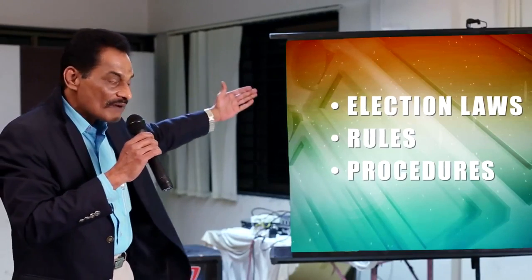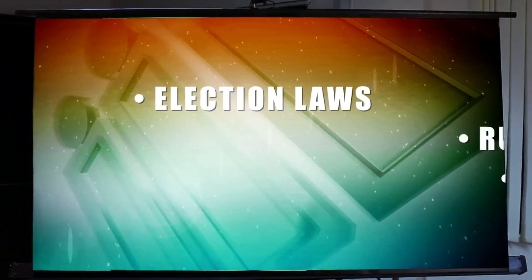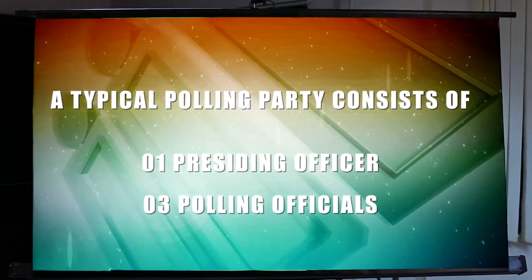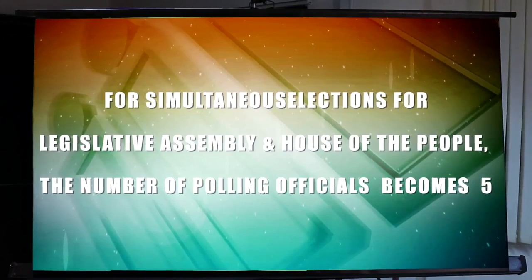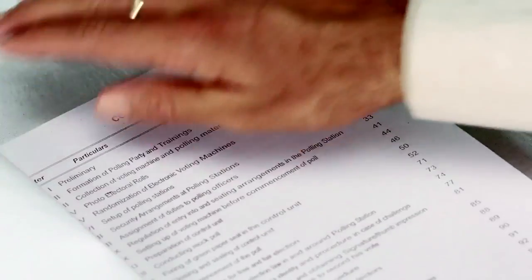To start with, Ravi needs to acquaint himself with the training schedule, election laws, rules and procedures, as well as his right to vote while on election duty. He needs to attend all 3 or more scheduled training sessions to understand his role. He now knows that a typical polling party consists of 1 presiding officer and 3 polling officials. For simultaneous elections for Legislative Assembly and the House of the People, the number of polling officials becomes 5. He needs to read all important pamphlets and booklets.